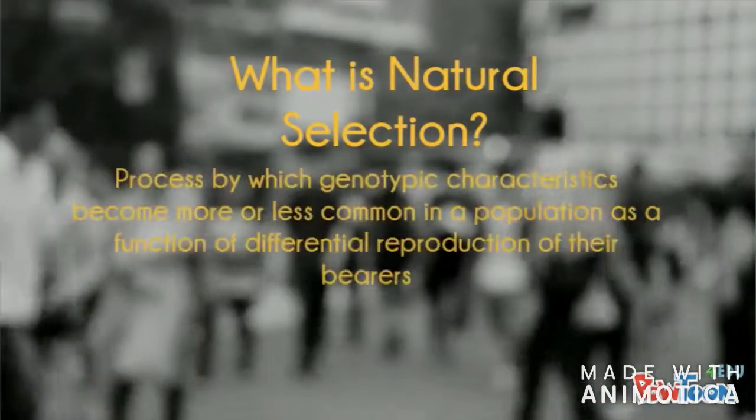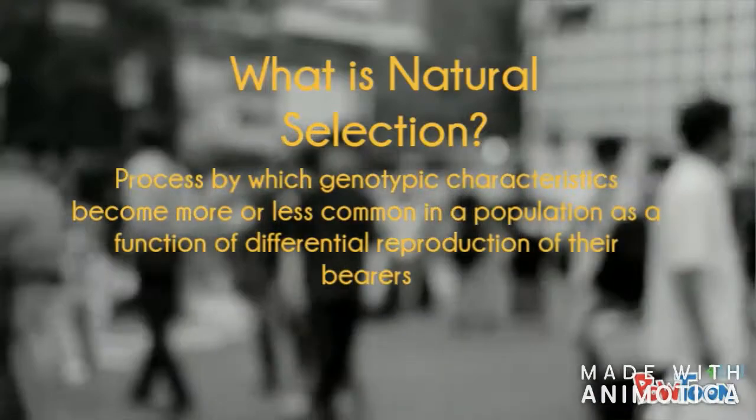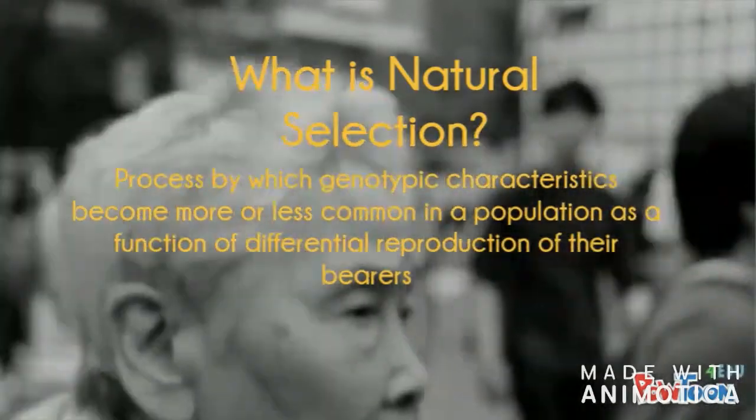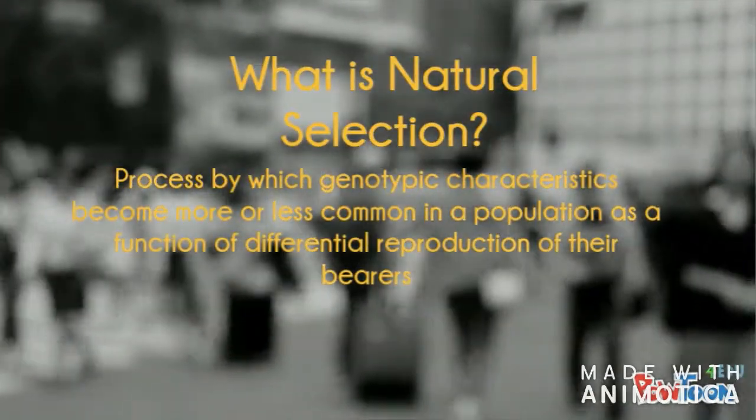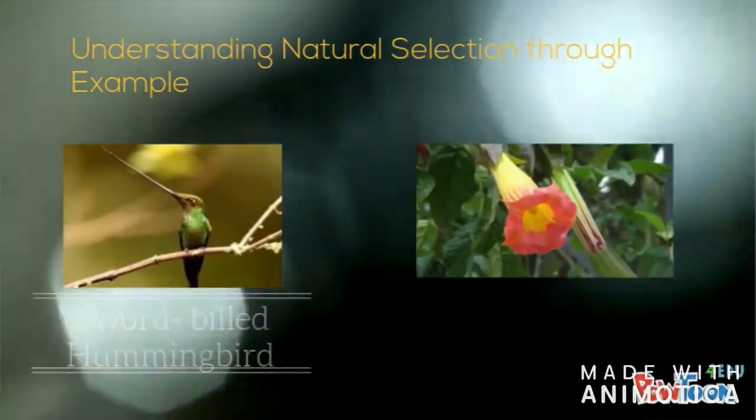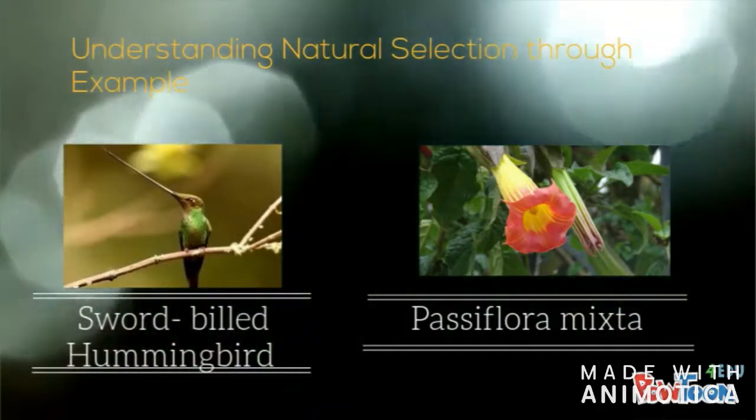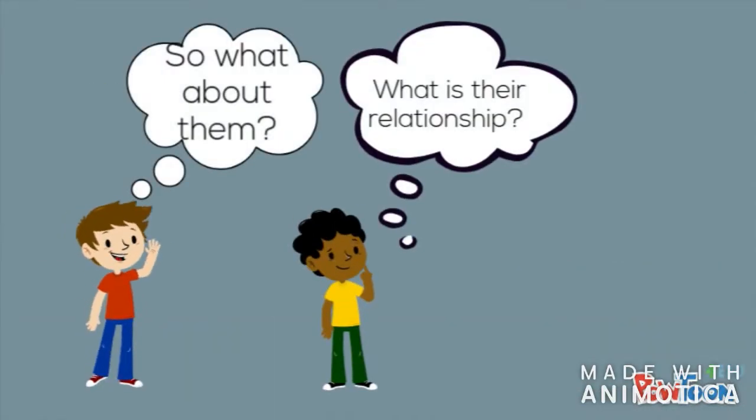Natural selection is the process by which genotypic characteristics become more or less common in a population as a function of differential reproduction of their bearers. Let's look at an example, the swordbill hummingbird and the Passiflora mixta. So what about them? What is their relationship?